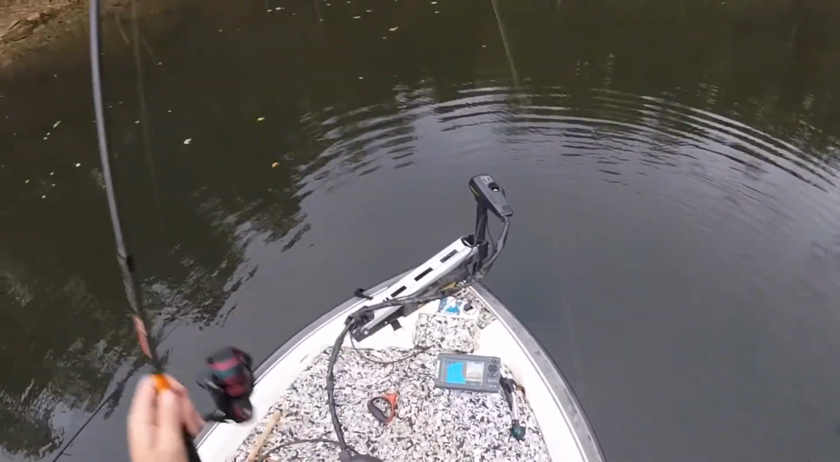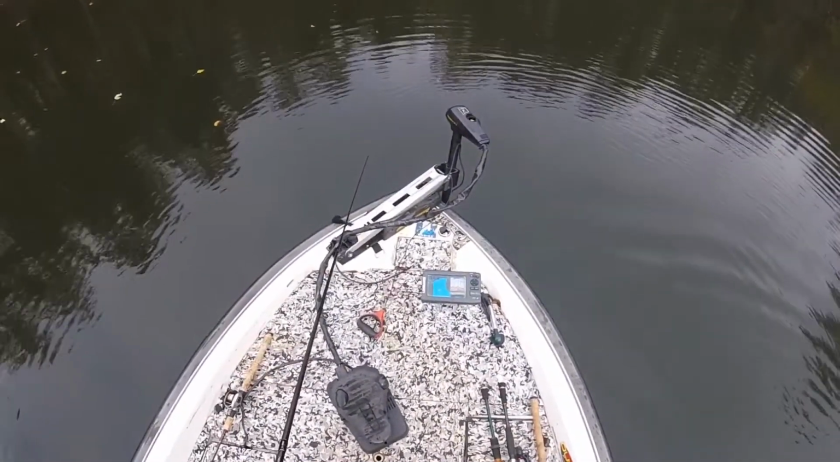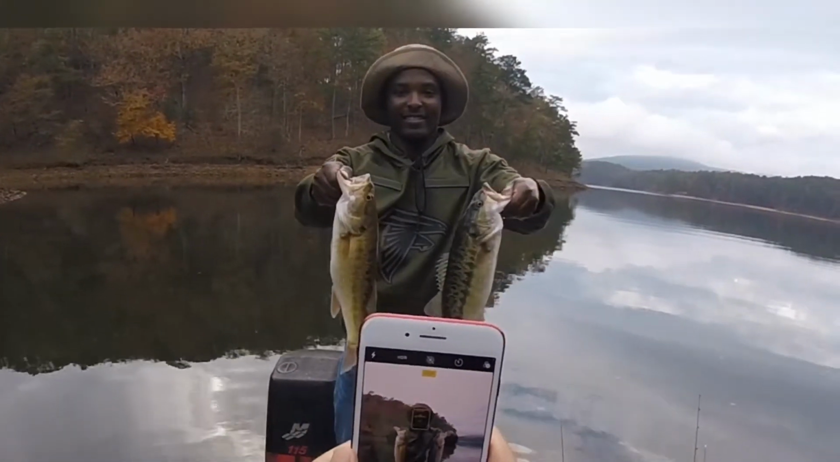I hope you learned something, and I hope it helps you catch some more fish next time you're out on the water. Just remember, steep drops and shad imitating baits.